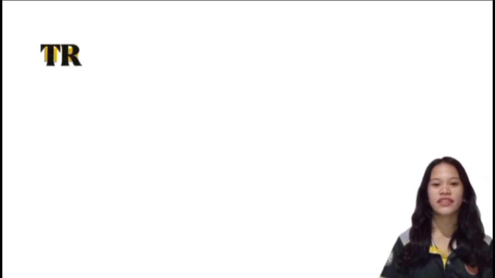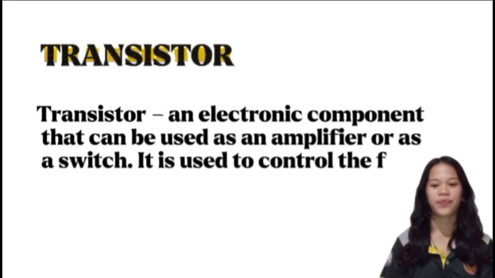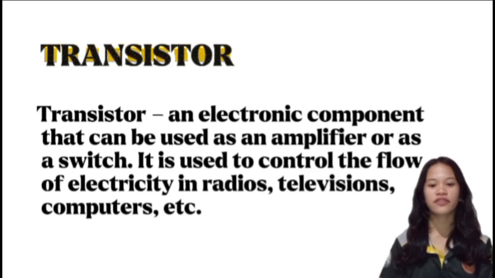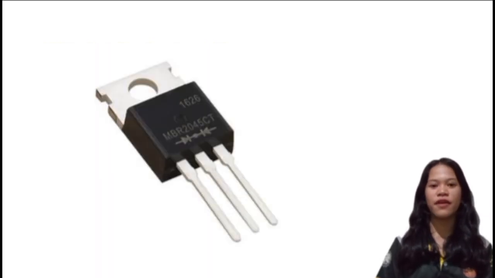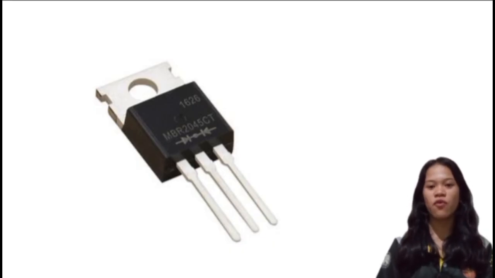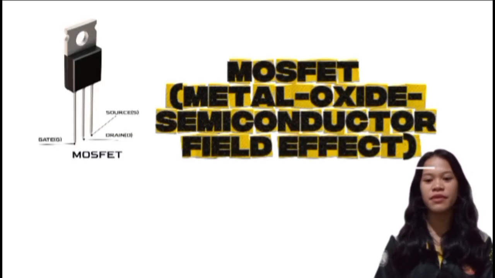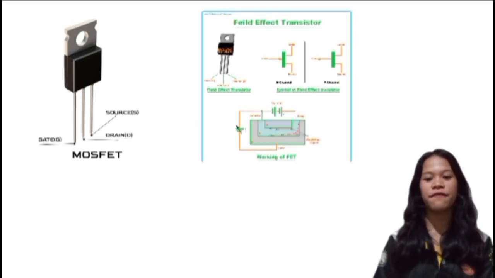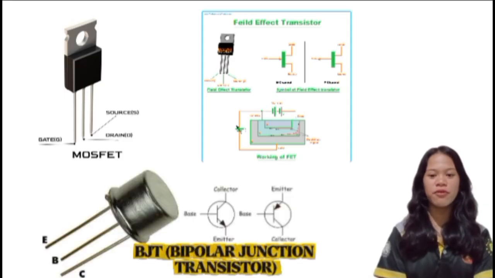And the next one is the transistor, an electronic component that can be used as an amplifier or as a switch. It is used to control the flow of electricity in radios, televisions, computers, etc. It acts as a tiny electronic switch or amplifier, controlling the flow of current to represent the binary 1 and 0. One example of a transistor is the MOSFET, or the metal oxide semiconductor field effect transistor. Then the FETs, or the field effect transistors, and lastly the BJTs, or the bipolar junction transistors.